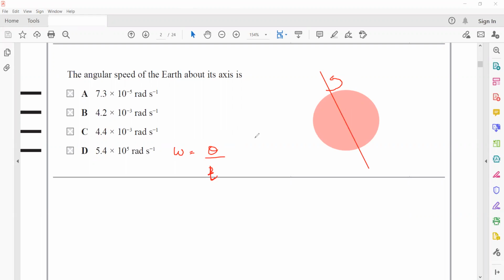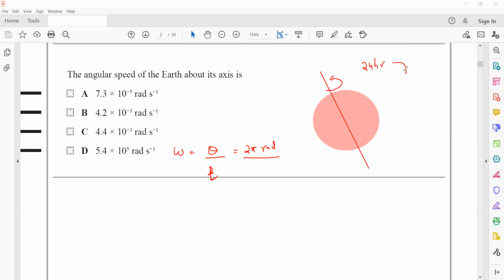What about angular displacement? Because one complete rotation is equal to 2 pi radian. But what about the time period? How much time Earth is taking for one complete rotation? That is taking 24 hours.